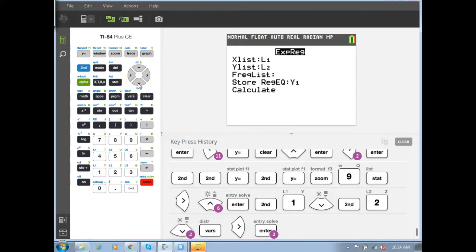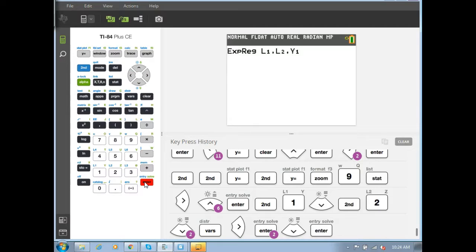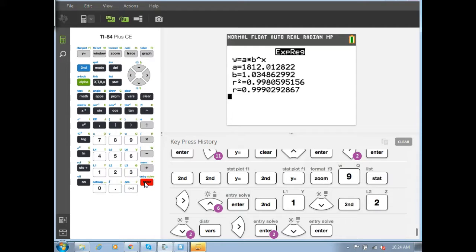Once that's all set up, command it to calculate, and it's going to spit out some information to you. There we go. If you don't have r and r squared, that means your diagnostics are not turned on. Remember, anytime your calculator gets reset, the diagnostics get turned off. Who remembers where I can go to turn them back on? Always go to the catalog, which is second 0, and then scroll down to DiagnosticOn and command it twice.